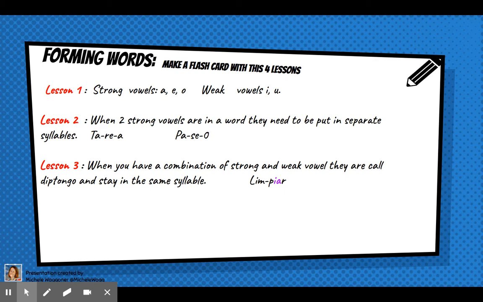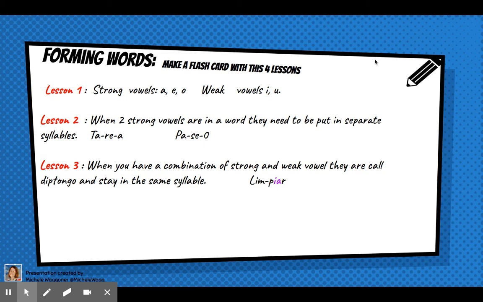So just as a review, remember that the strong vowels are a, e, o. Weak vowels are i, u. Okay. And then when you have a combination of vowels and they are 2 strong vowels, go ahead and put them in separate syllables. Okay. So we know that e and a are strong vowels, so we separate them into different syllables. So we have in here some examples.